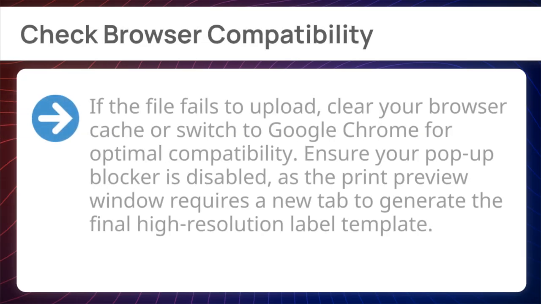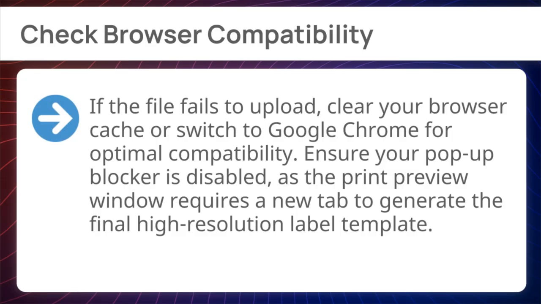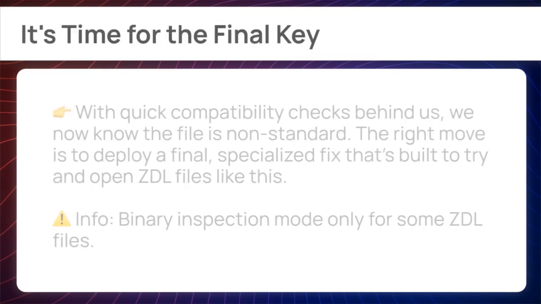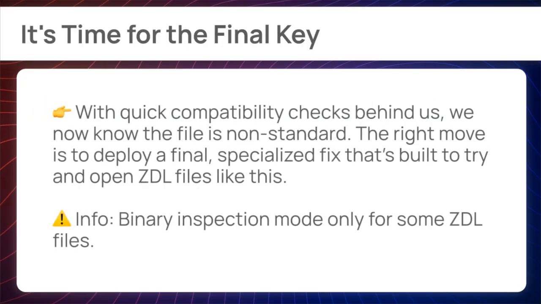Finally, check browser compatibility. If the file fails to upload, clear your browser cache or switch to Google Chrome for optimal compatibility. Ensure your pop-up blocker is disabled, as the print preview window requires a new tab to generate the final high-resolution label template. If open source programs also failed on your ZDL file, we've confirmed this is a professional-level problem. The solution is to try a dedicated inspection utility.